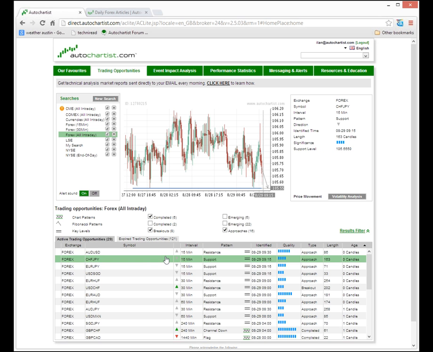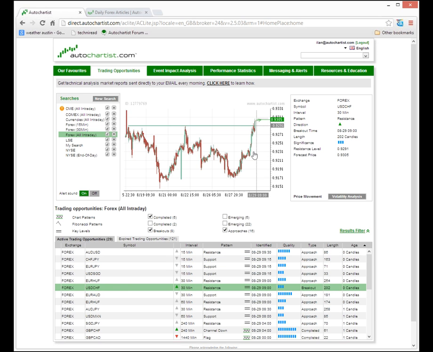Similarly, we have opportunities based on support levels. You can see the blue support line over here for Swiss franc, Japanese yen, where we think the price is moving towards that level. Of course, there are opportunities where Autochartist tells you that the price has actually broken through a support or resistance level, rather than just telling you it's approaching it. And we'll go through each of these topics individually now in this presentation.